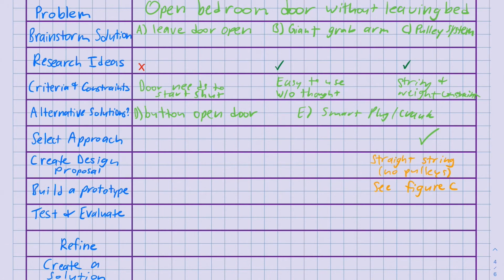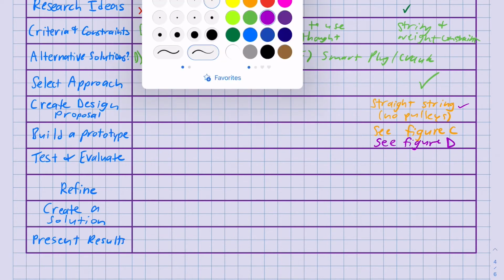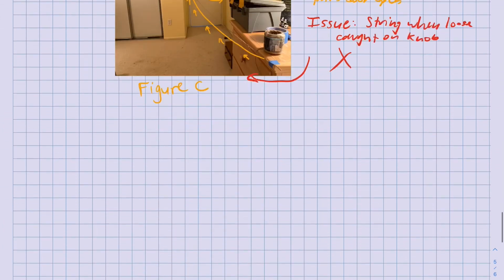for creating our design proposal. Let's create a new proposal. So this proposal actually stays the same. When we build our prototype, we now want to see figure D. And figure D is going to be our new design. And you can see it goes behind now, and it ends up there.